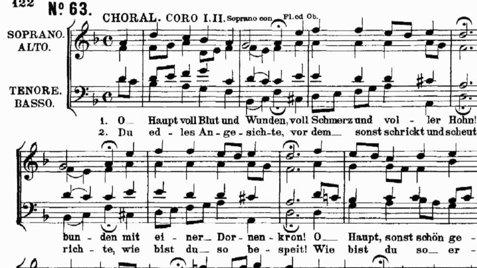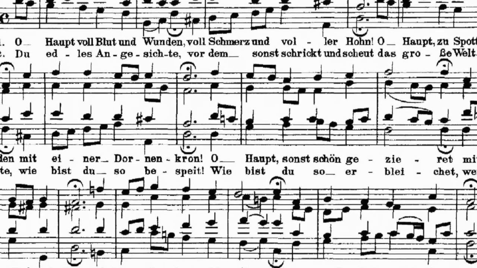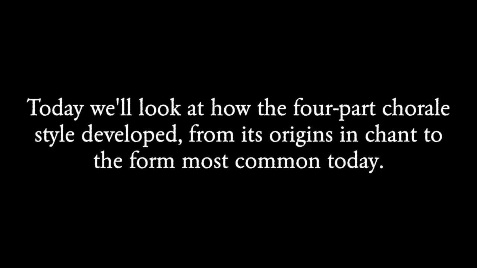While this style is very important to us today, very rarely do we look back and ask, where did it come from? Today we'll look at how the four-part chorale style developed from its origins in chant to the form most common today.